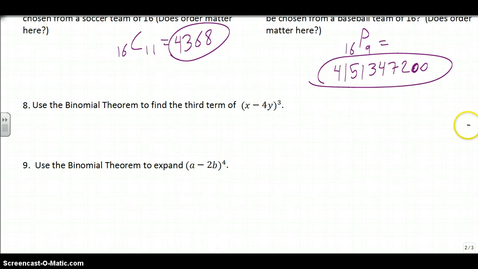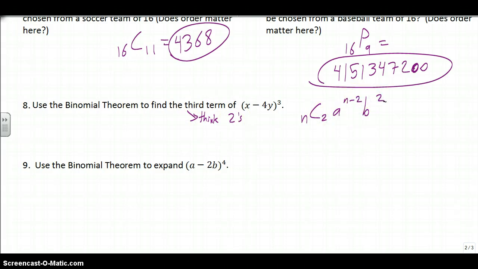Number 8, use the Binomial Theorem to find the third term of (x minus 4y) to the third. So we're going to think 2's here, and let me explain my rationale for this. Normally, if we think about the first term, it's n choose 0, a to the n minus 0, b to the 0. That would be the first term. When you get to the second term, you replace those zeros with 1s, right? And when you get to the third term, you're actually going to think 2's. These 1s become 2's. Okay?